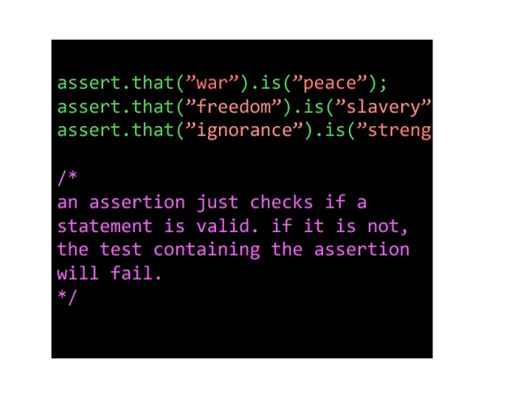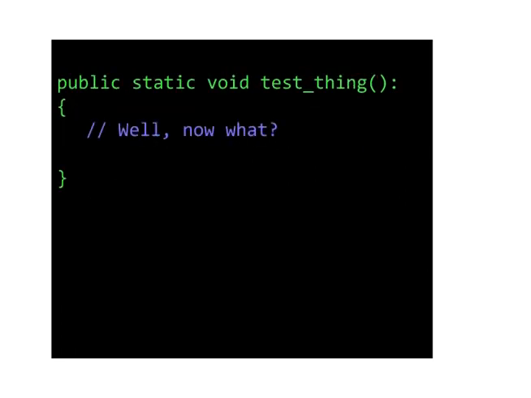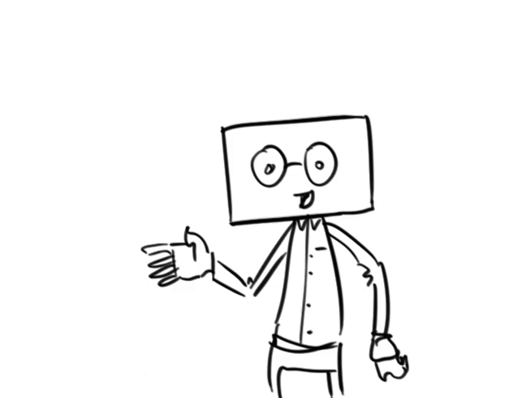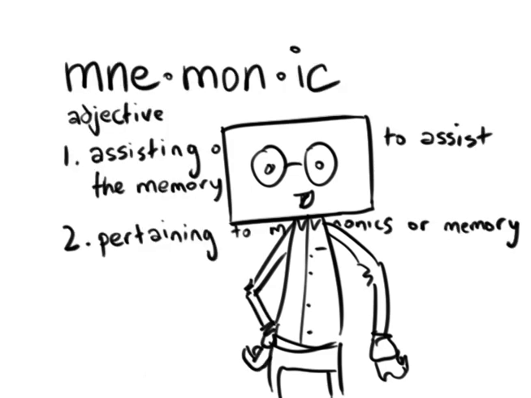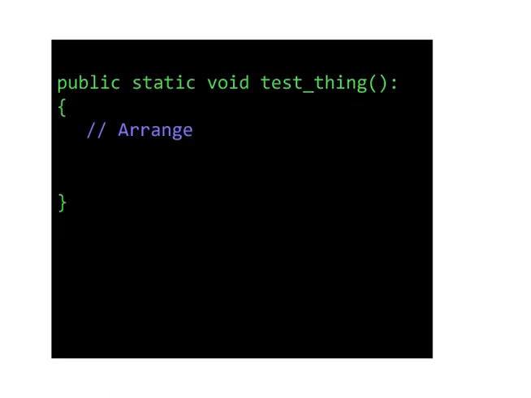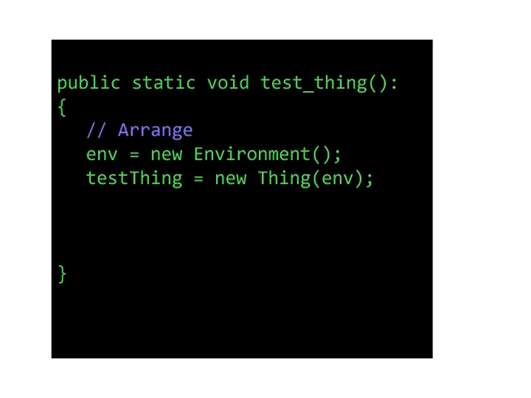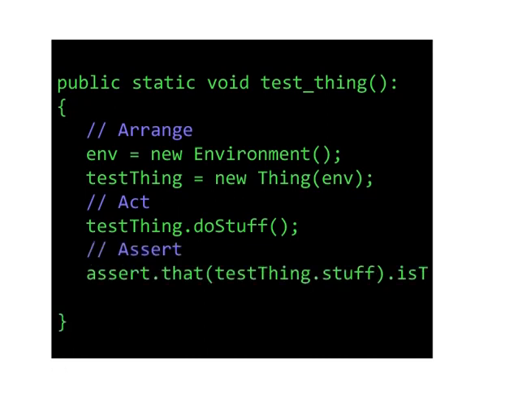So, with your unit test framework set up, you should be in a position to write a function that tests something. Of course, you can write your unit tests any way that you please, but there's a mnemonic to help you remember how to put together a solid unit test. Arrange, where you set up the environment with the proper test conditions. Act, where you perform the action that you're testing. And assert, where you check that the environment is now in the correct state.